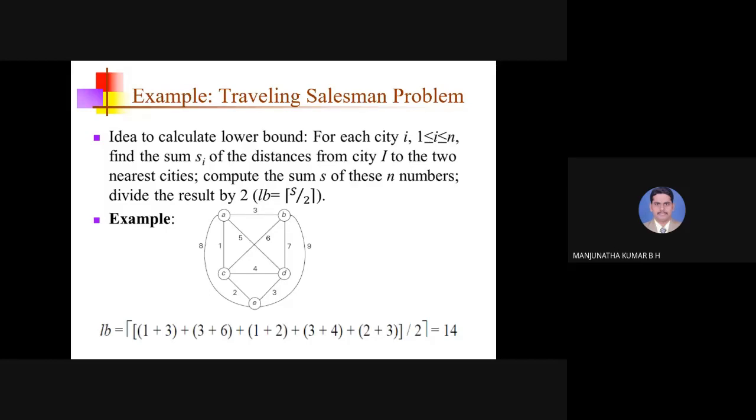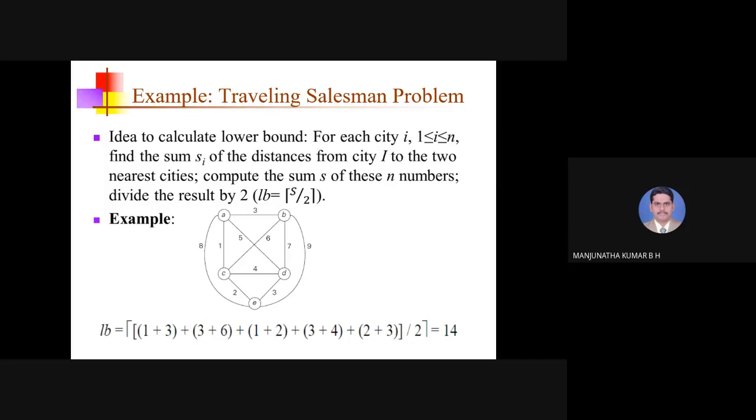Okay. Now take the city C. For city C, the nearest vertices are A and E. Cost is how much? 1 plus 2. D, nearest vertices are E and A. Cost is 3 plus 4. E and C. Cost is 3 plus 4.